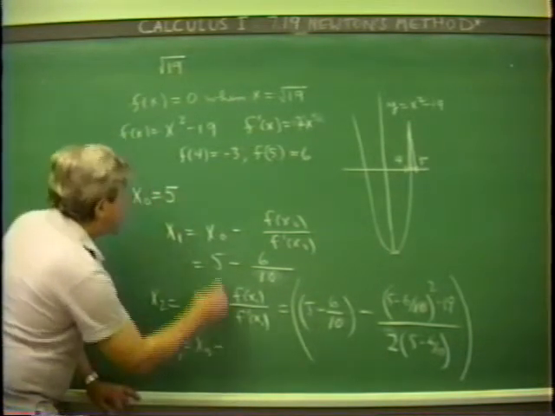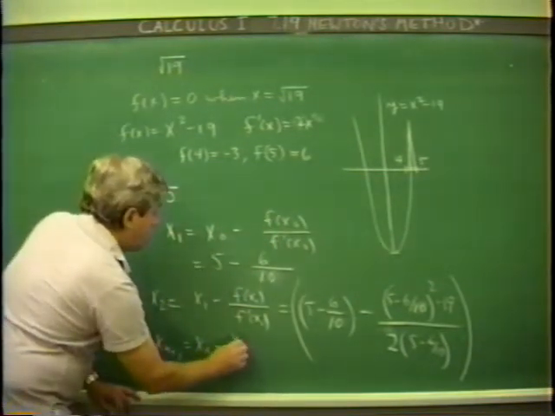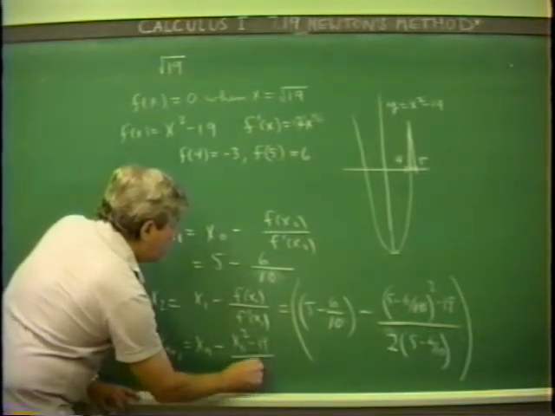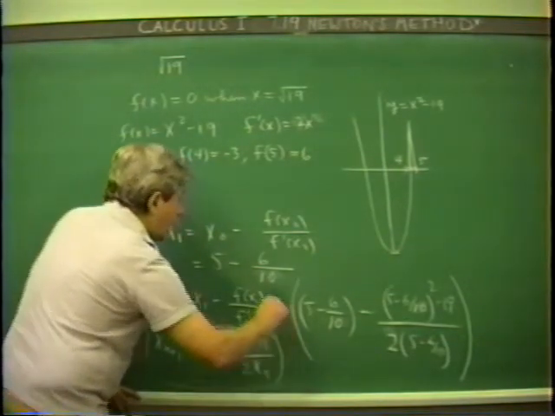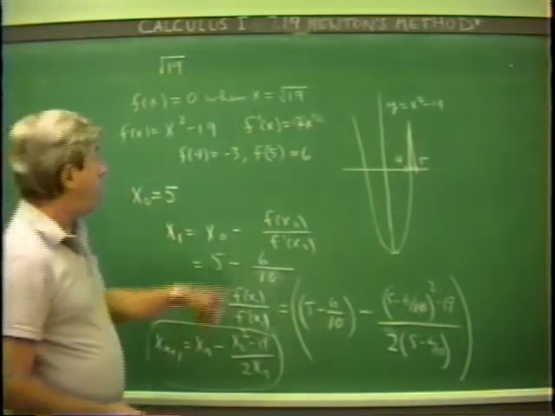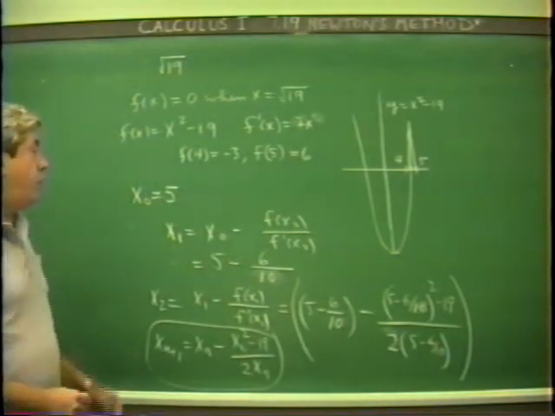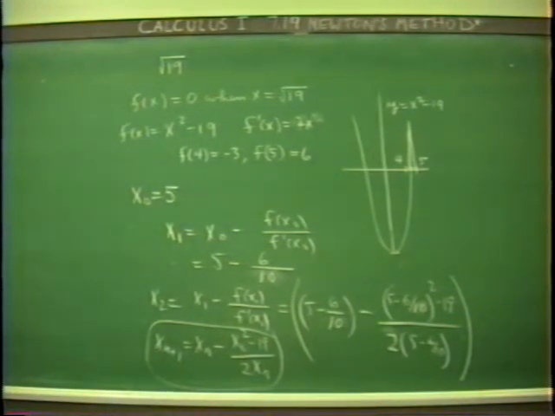All right? So in general here, xn plus 1 is going to be xn minus, now our function is x squared minus 19, so xn squared minus 19 divided by 2xn. So this is something that a programmable calculator or computer can continue to iterate and get better and better approximations for the square root of 19, or for whatever other quantity is desired using Newton's method.